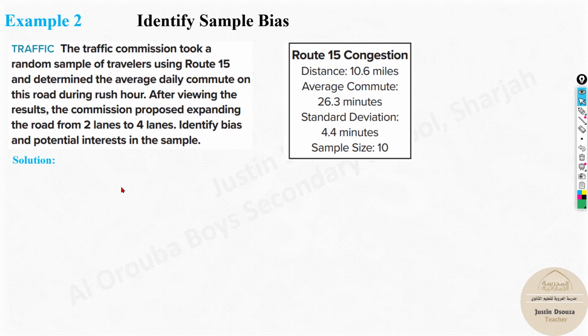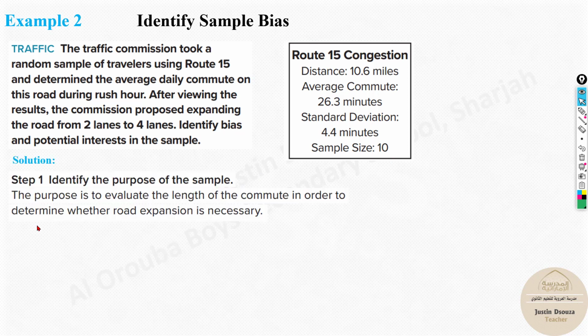Let's see the solutions. Identify the purpose of the sample. The purpose is to evaluate the length of the commute, so the time, in order to determine whether road expansion is necessary. Now, imagine there are a lot of vehicles going on a road, and the road is very small. Obviously it'll be a jam-packed road, so it's going to take a long time. So if you expand the road, it's going to be easy to travel. So that's the thing. Identify the bias in the sample.